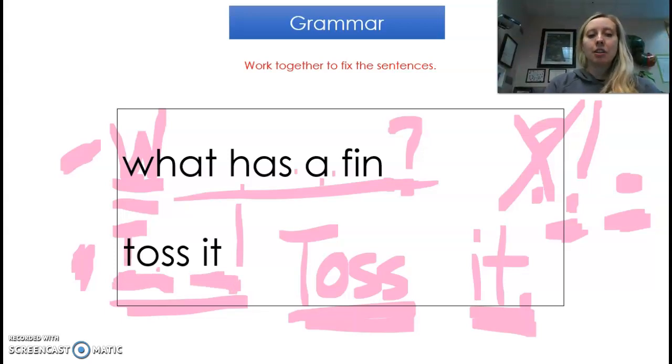Now friends, remember, we fixed the capital. We fixed the end mark. We already have finger space. We have good spelling. And because it's a computer, it's legible. That means I can read it.